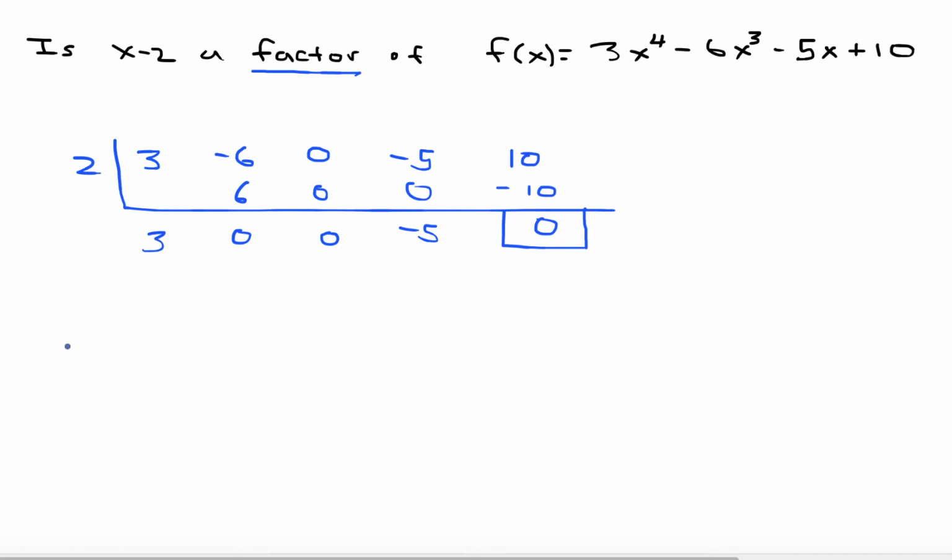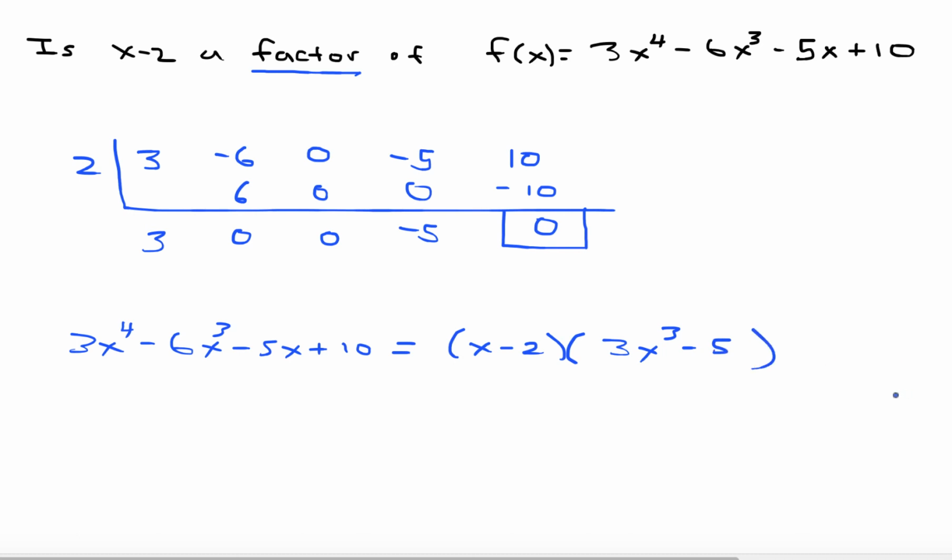So we can conclude that the original polynomial, let me just write it out, should equal the product of x minus 2, because we know it's a factor, and whatever this is. This is 3x cubed minus 5. So if we multiplied x minus 2 times 3x cubed minus 5, we would get the original polynomial.